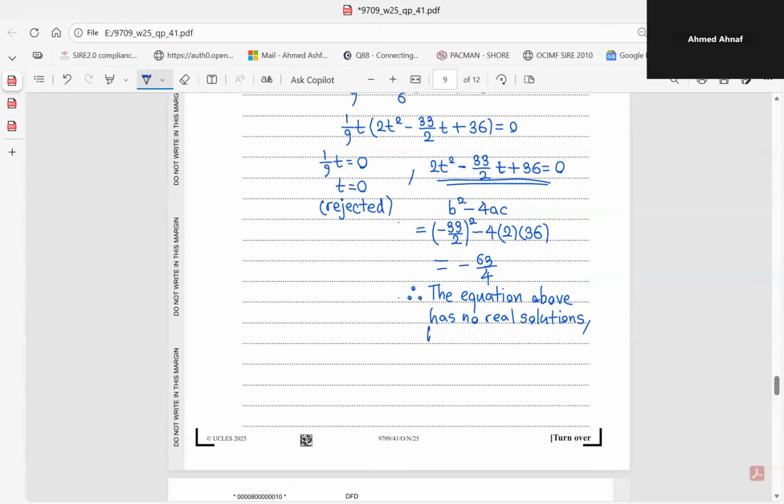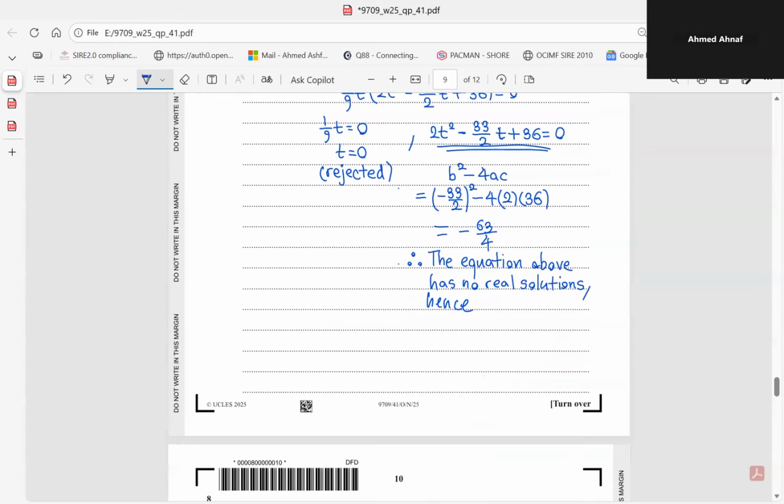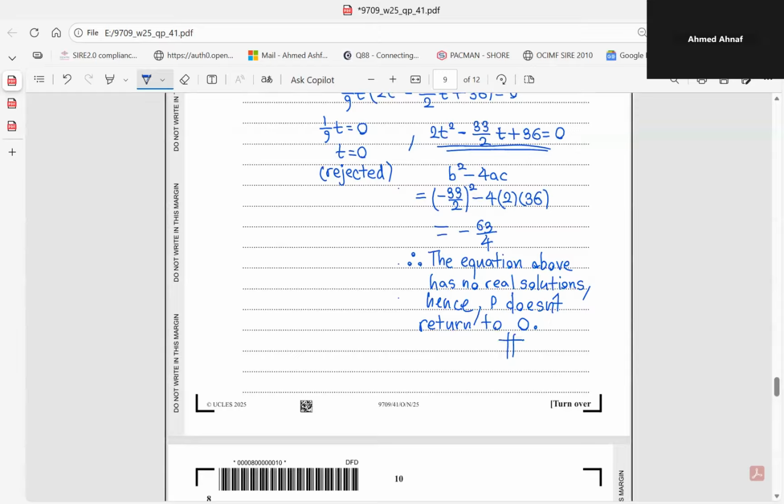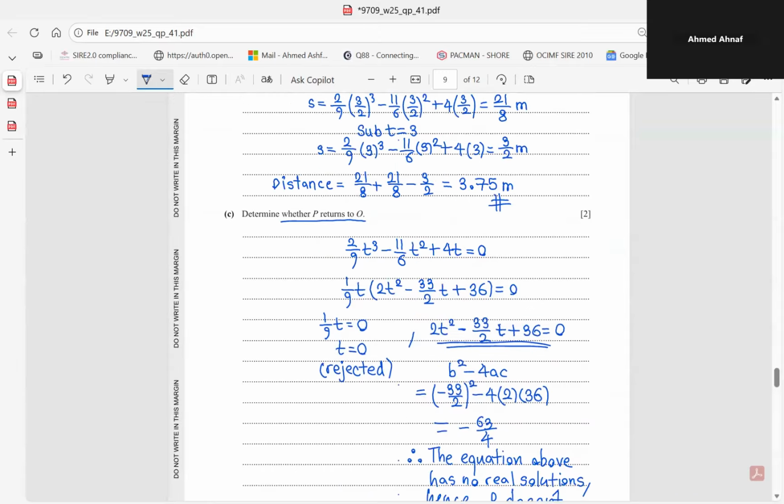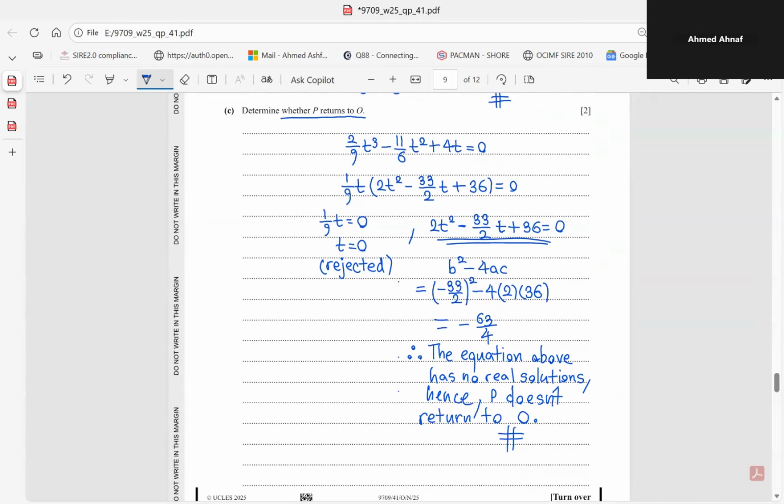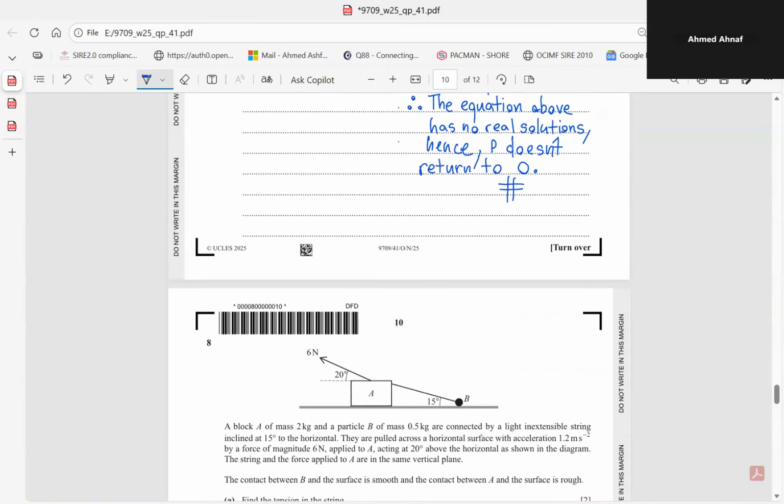Hence, P doesn't return to O. So yeah, this would be our final answer for this part as well as the entire question. Let's move on to the last question.